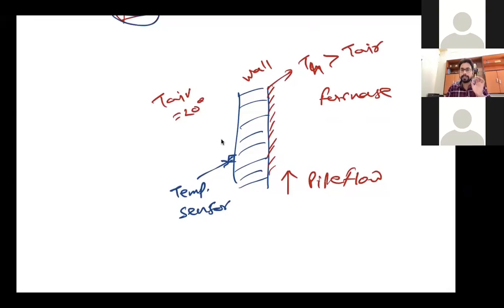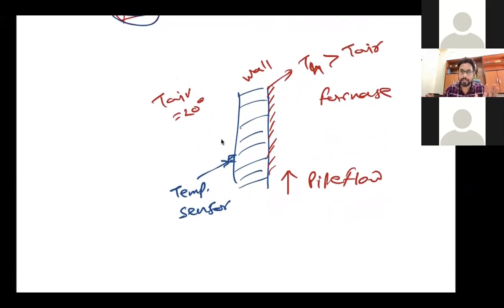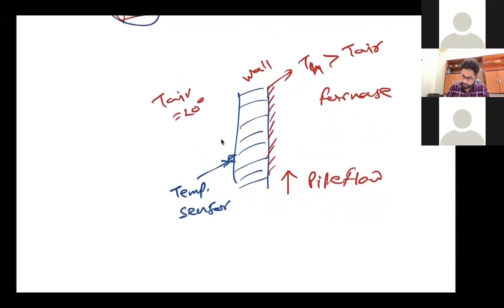But initially, before it gets heated, originally everything is at 20 degrees, for example. Let me put it in different words. There is this furnace which is not working at the moment, right? So Ti here is 20 degrees, right? And all of a sudden the furnace starts, or there is some hot water flowing outside this wall.